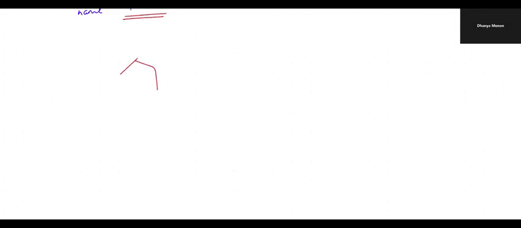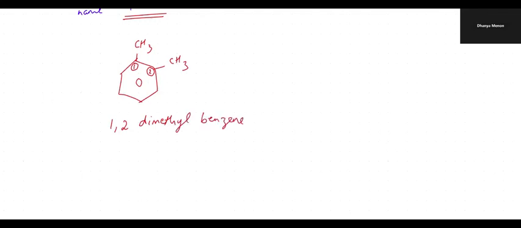is CH3, CH3. There are 2 methyl groups. So here, either way, you can give this number 1, number 2. So 1, 2, how many methyl groups are there? Dimethyl, 2 methyl groups, benzene. Okay. Similarly, another compound where the position of CH3 has changed. Here 1, 2, 3. So this is 1,3-dimethyl benzene.